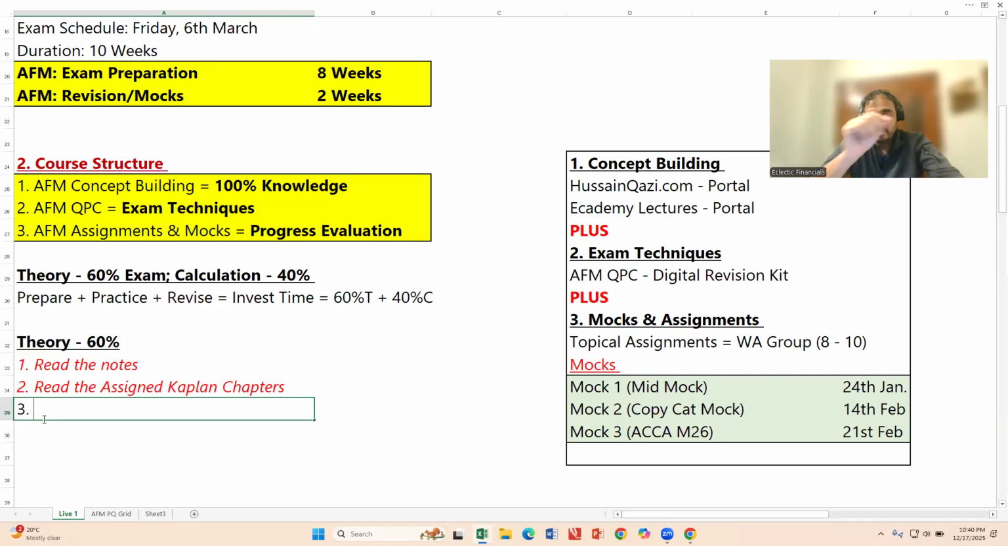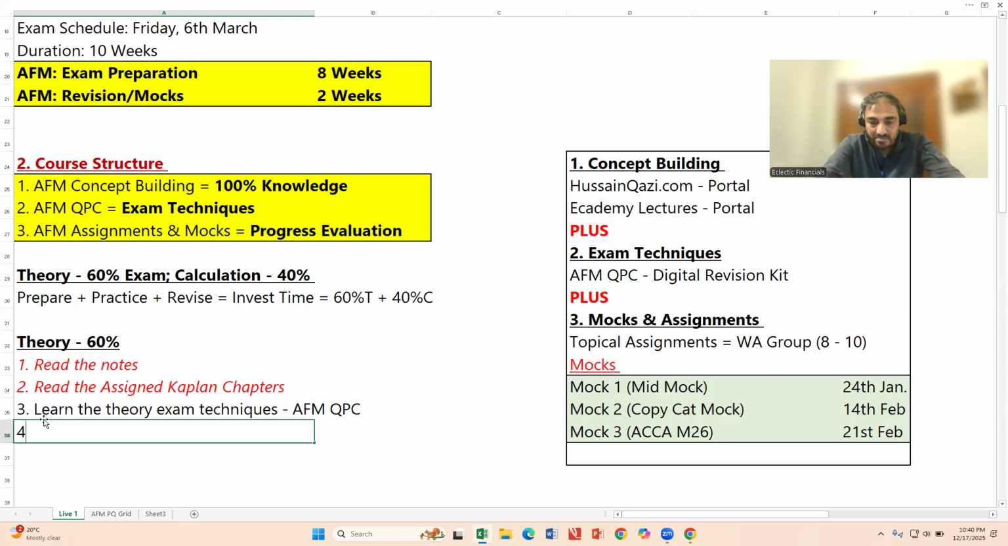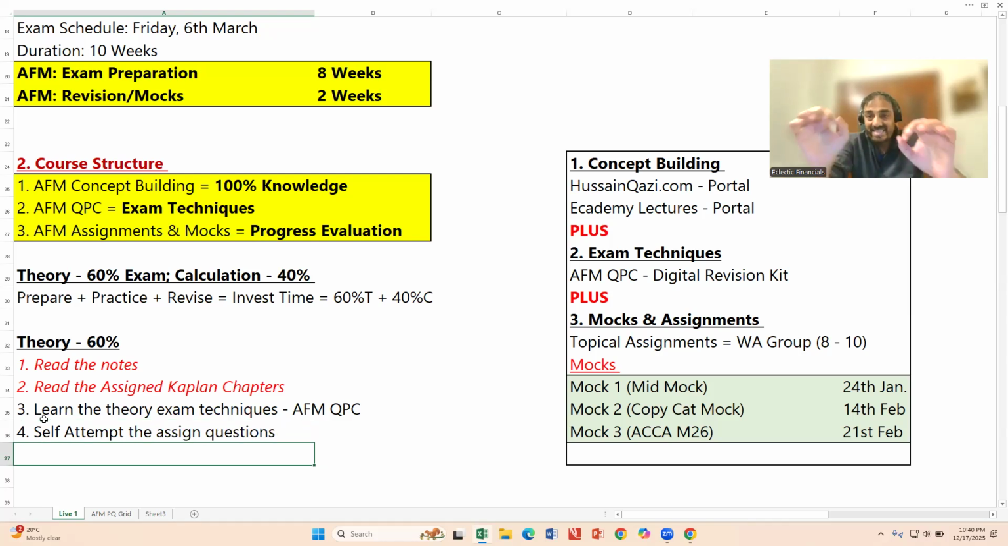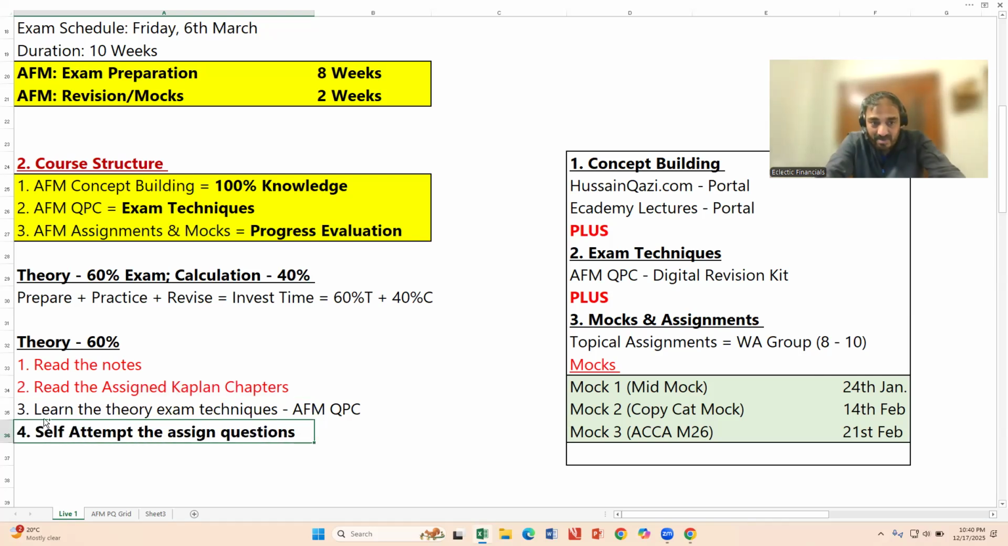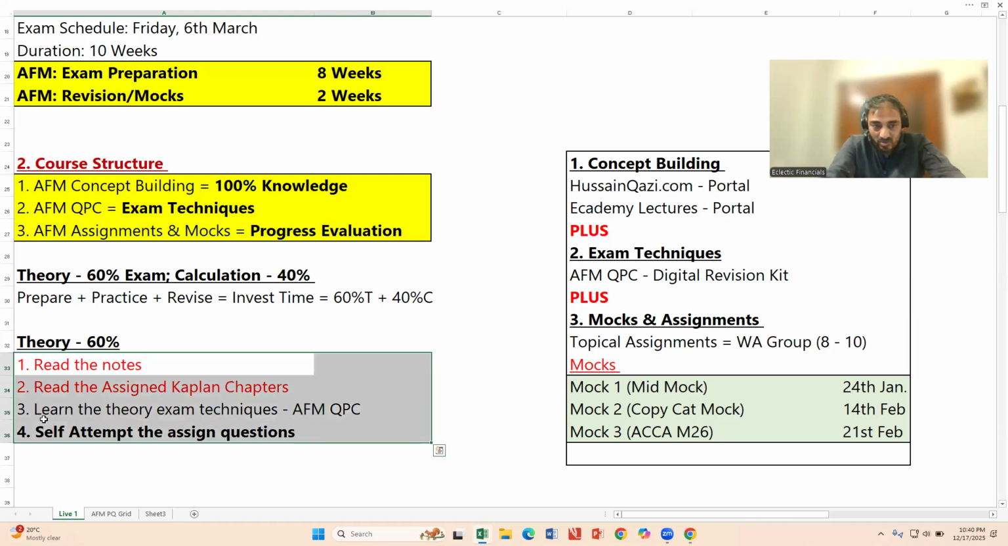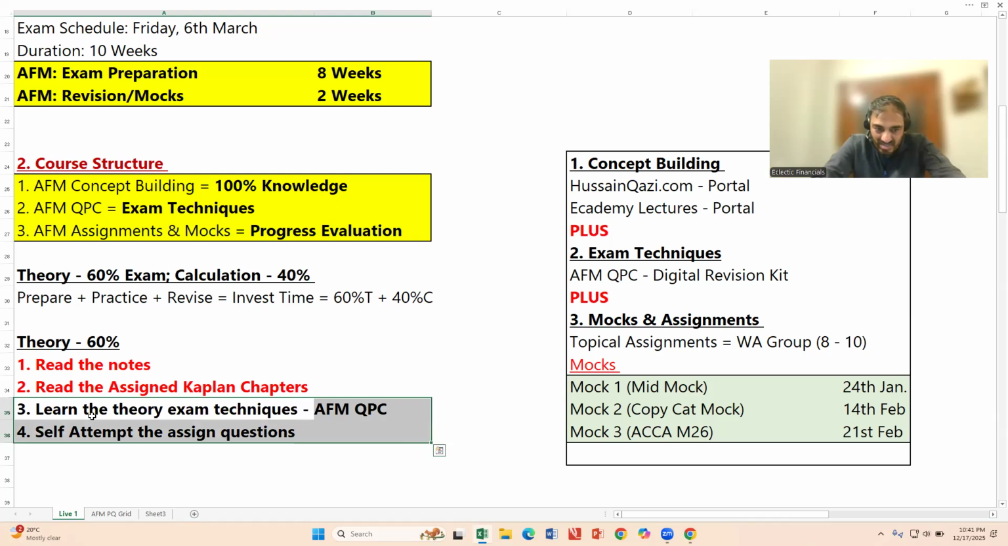Then number 3, learn the theory exam technique from the AFM question practice course. And number 4, self-attempt the assigned questions. Just from reading the notes and reading the Kaplan chapters, you are not able to draft an answer. You are able to draft an answer by learning the exam techniques and self-attempting by yourself. These are the 4 steps you need to follow. Are you getting the point of what I'm saying?